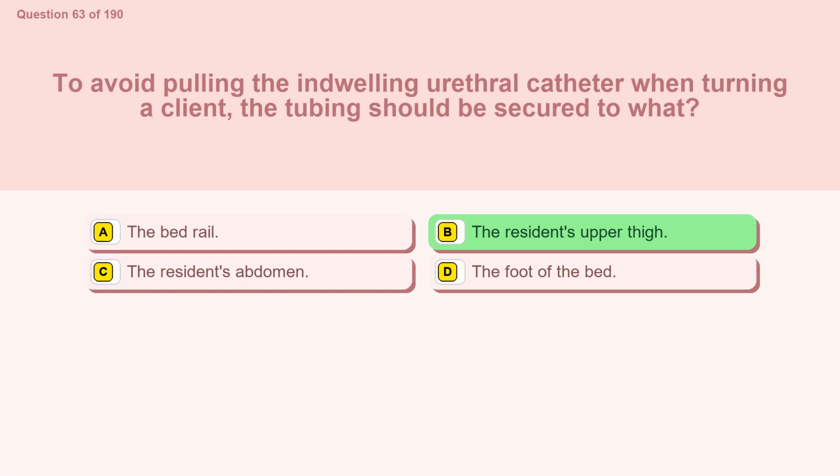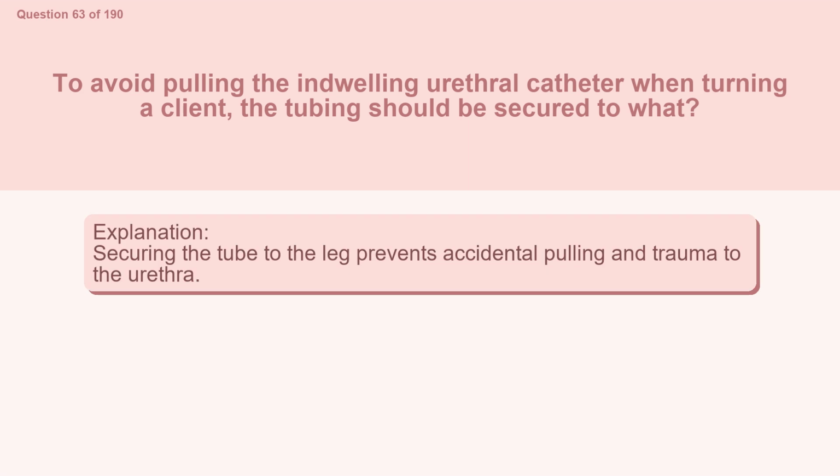The correct answer is option B, the resident's upper thigh. Securing the tube to the leg prevents accidental pulling and trauma to the urethra.